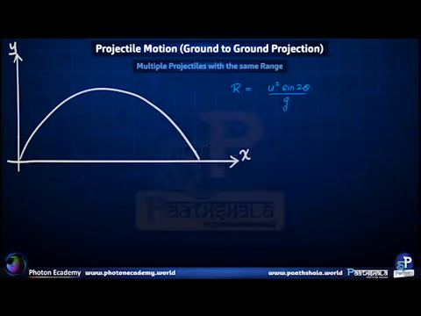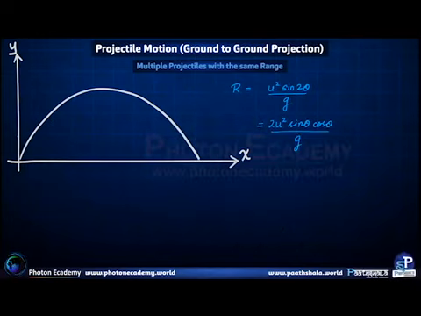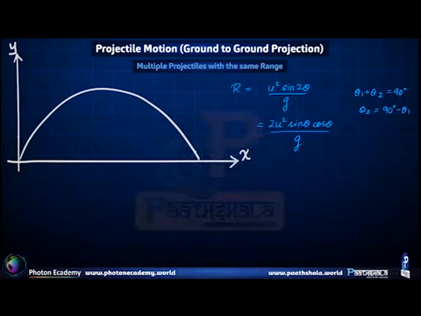So in case of complementary angles, what happens is the range comes out to be u square 2 sine theta cos theta upon g. As we know, if two angles are complementary, meaning if theta 1 plus theta 2 is equal to 90 degree, or if theta 2 is equal to 90 degree minus theta 1, then sin theta and cos theta values are interchanged. So basically sin theta becomes cos theta and cos theta becomes sin theta. For example, sin 60 is equal to cos 30 and cos 60 is equal to sin 30, and so on.